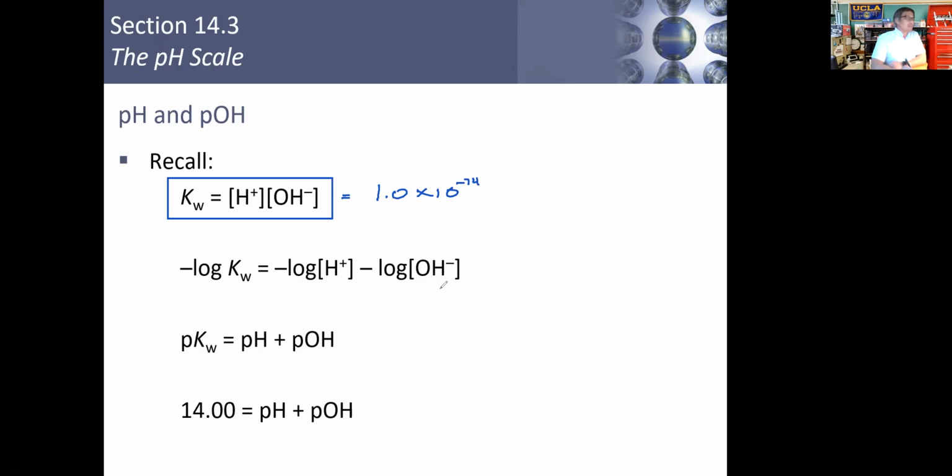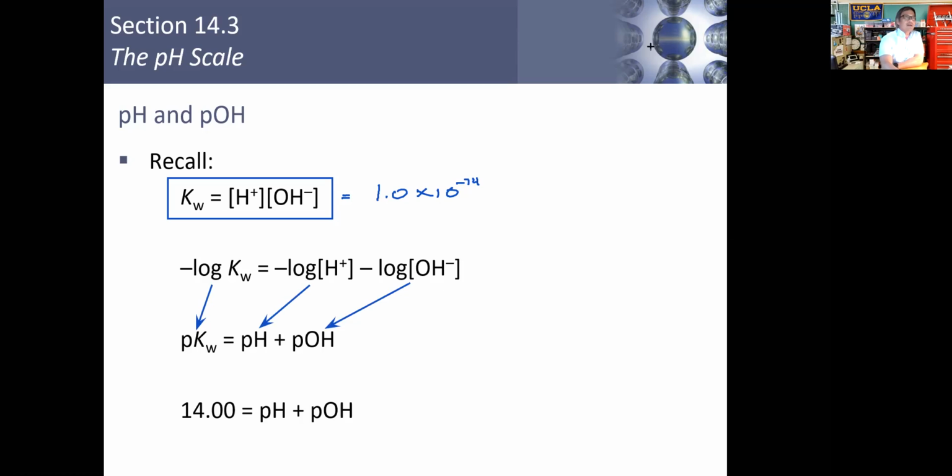Now, if you notice what I do next, I take the negative log of both sides. So negative log of Kw, negative log of the hydrogen ion concentration, negative log of the hydroxide ion concentration as well. We already know what this is: the negative log of the hydrogen ion concentration is our pH. The negative log of Kw gives us what we call pKw, and the negative log of the hydroxide ion concentration gives us what we call pOH.